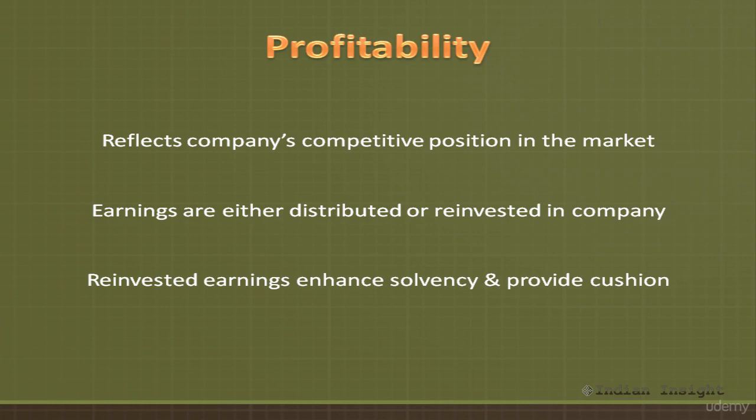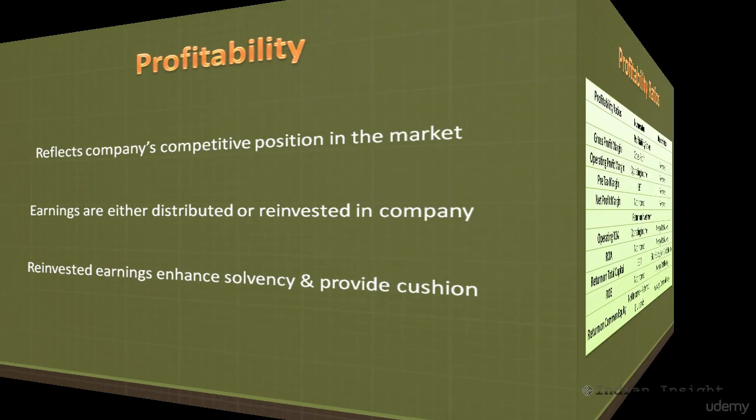Profitability reflects a company's competitive position in the market and to an extent the quality of management too. The income statement reveals the source of earnings and the components of revenue and expenses. Earnings can be distributed to shareholders or reinvested in the company. Reinvested earnings enhance the solvency and provide a cushion against short-term problems.